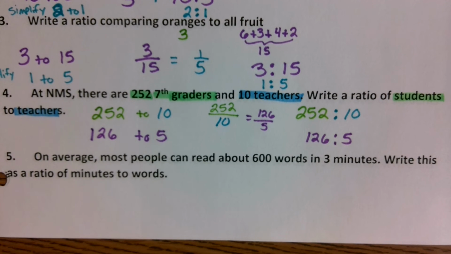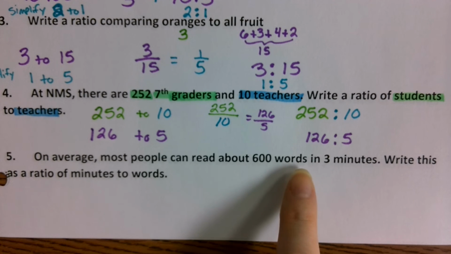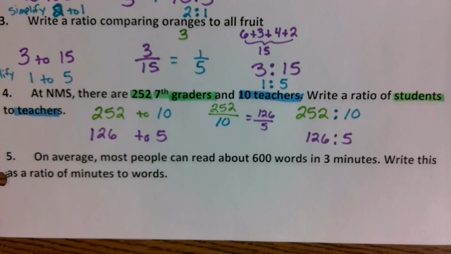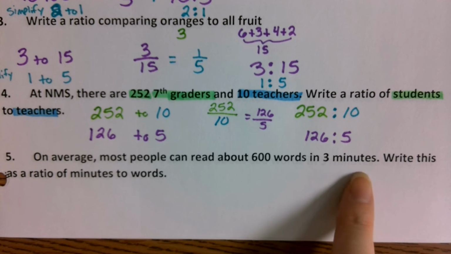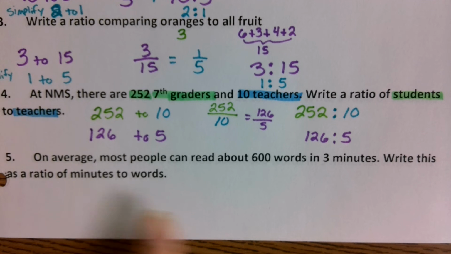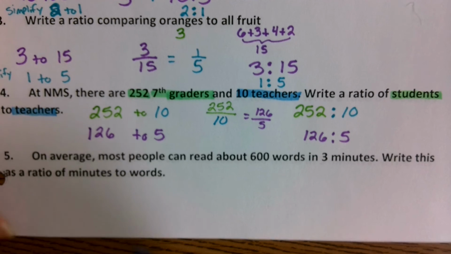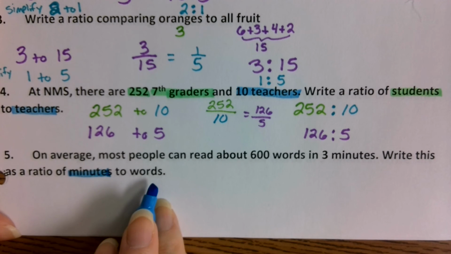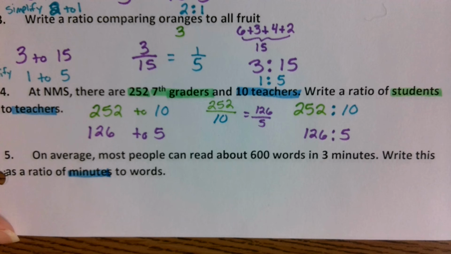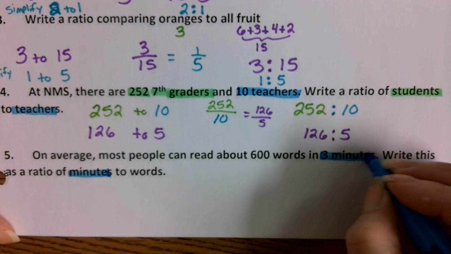All right, problem number 5. On average, most people can read about 600 words in 3 minutes. We want to write it as a ratio of minutes to words. Minutes to words. So what value is going to go first? The 600 or the 3? 3, right? It says minutes to words. Minutes is the first thing that you're going to write, which happens to be 3.